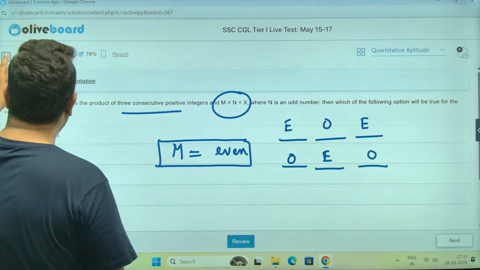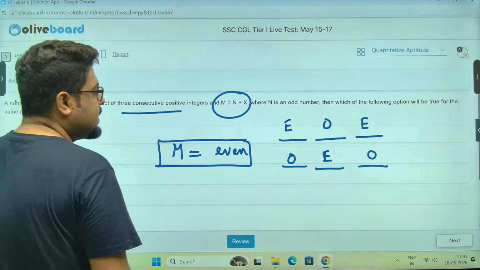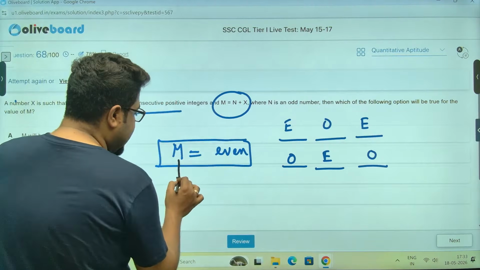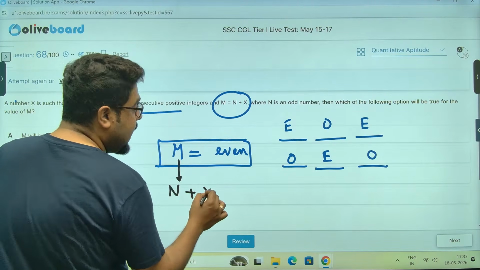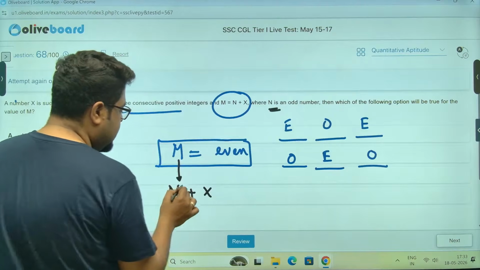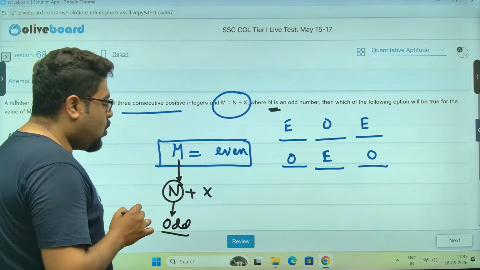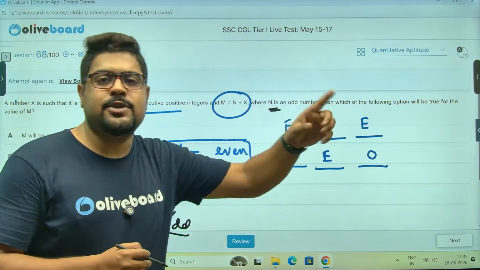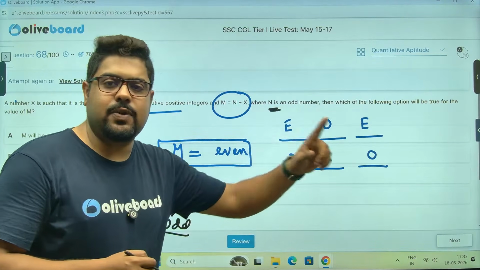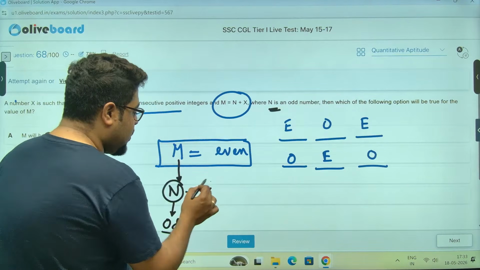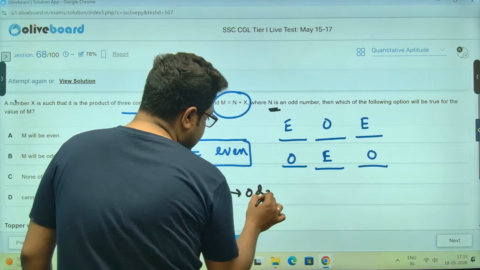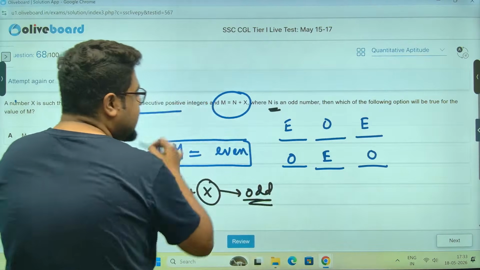Now, let's read it. What is given, sir? M is given as n plus x. N is what? Achha, n is odd. Again, sir, if the whole thing is even, odd plus odd only gives you even. Odd plus even is always odd. So x must also be odd, sir. Because odd plus odd only can give me even.